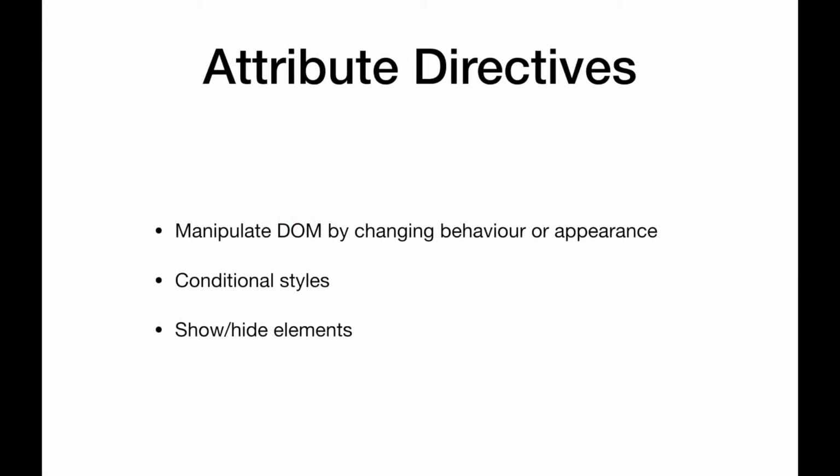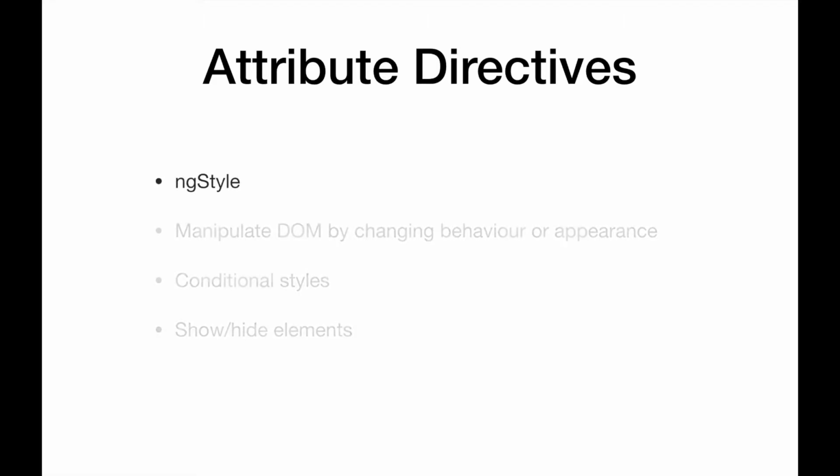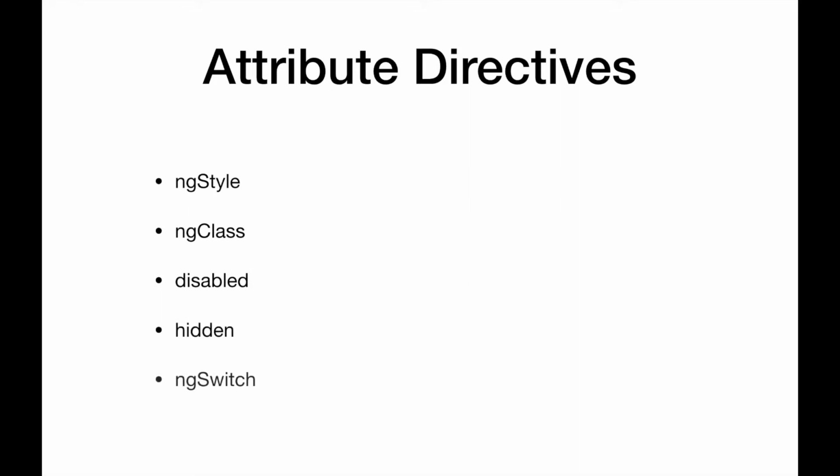Attribute directives manipulate the DOM by changing its behavior and appearance. We use attribute directives to apply conditional style to elements, show or hide elements, or dynamically change the behavior of a component according to a changing property. Some of the built-in attribute directives are ngStyle, ngClass, disabled, hidden, ngSwitch, and so on.